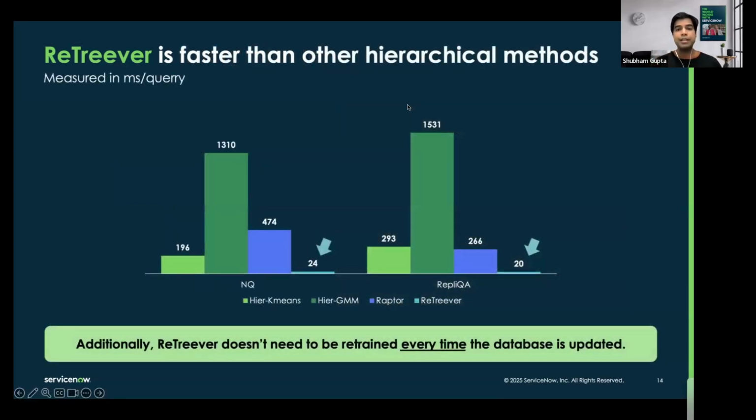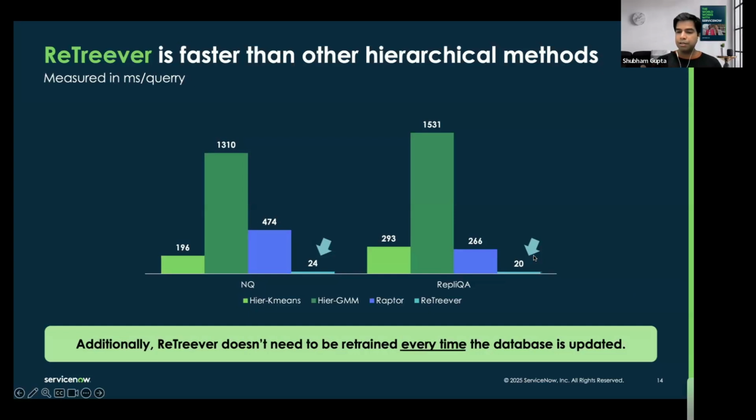Retriever is much faster than other hierarchical methods. Here we compare Retriever to other state-of-the-art hierarchical methods right now: hierarchical k-means, hierarchical GMM, and Raptor. And we notice that Retriever is really fast to do inference. What we are measuring here is milliseconds per query. So we're measuring how many milliseconds it takes to answer a query on a trained model.